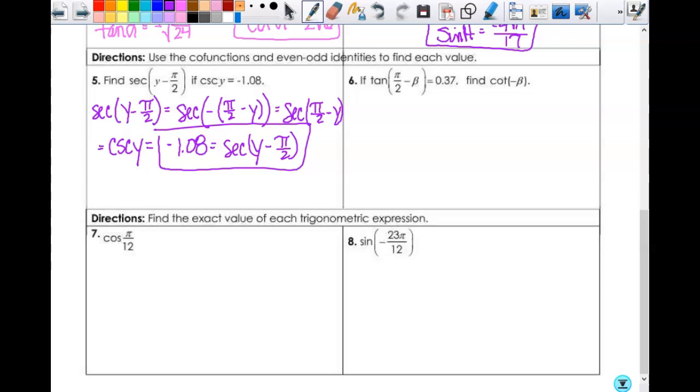Okay, number 6. Tangent of pi halves minus beta equals 0.37. Well, tangent of pi halves minus beta is cotangent beta, so that equals 0.37. But I need cotangent of negative beta, so I'm going to multiply both sides by negative 1. So negative cotangent beta equals negative 0.37. Then negative cotangent beta is cotangent of negative beta, and that is negative 0.37.